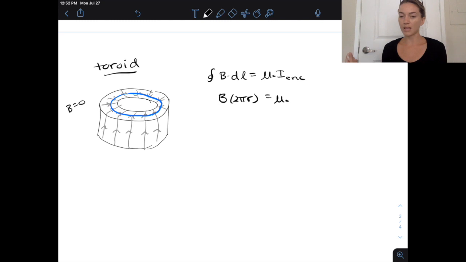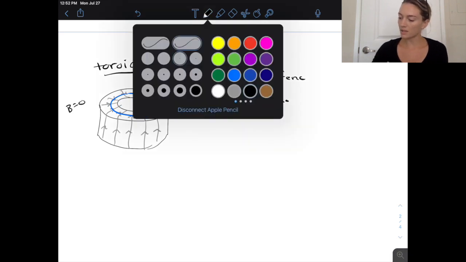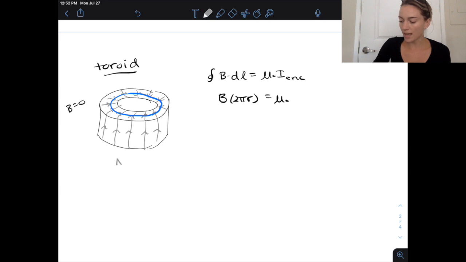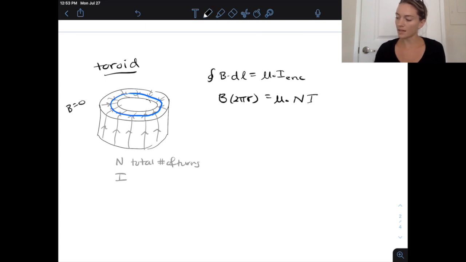And then we have mu naught times I enclosed. So what is I enclosed? Well, it's how much current is enclosed in this entire loop. So again, typically for a toroid, you're given N, which is the total number of turns, and they each carry current I. So the total enclosed current in this loop is the number of turns times I, right? So you have like 50 turns, and they each have current I. 50 times I is the total enclosed current. And then just divide by 2 pi r. So you get B is equal to mu naught capital N I over 2 pi r.